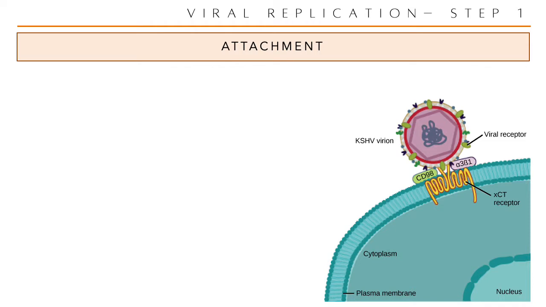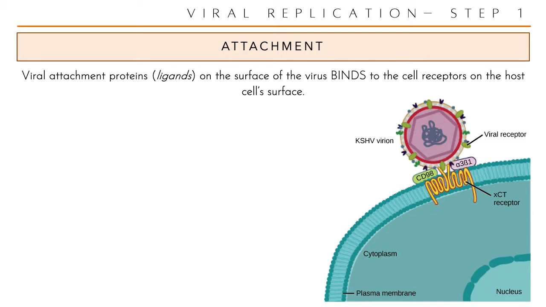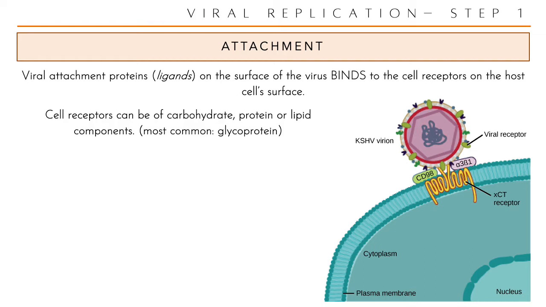Attachment. This is the first stage of viral replication. The viral attachment proteins, meaning the glycoproteins on either the envelope of the virus or the capsid protein itself in naked viruses, bind to the cell receptors on the host cell surface. These cell receptors can be made of a variety of macromolecules: carbohydrate, protein, or lipid components. The most common is glycoprotein.